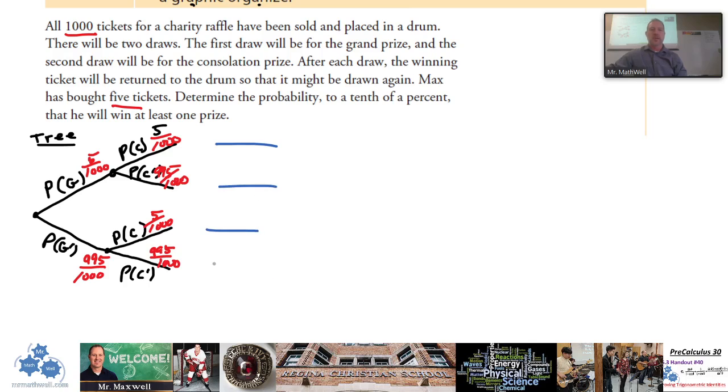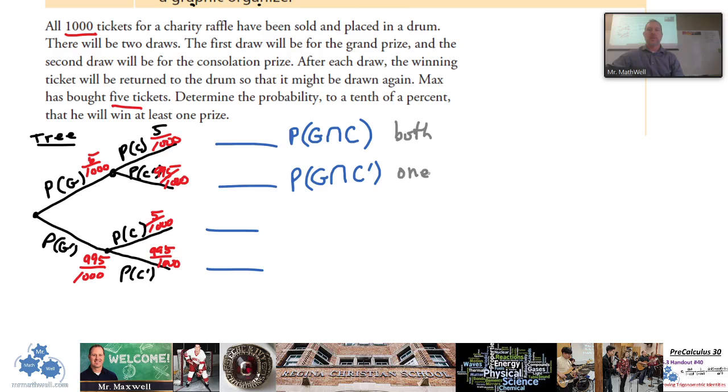This outcome right here is going to be the probability of him winning the grand prize and the probability of him winning the consolation prize. So that's winning both, right? This one's going to be the probability of him winning the grand prize and not winning the consolation. So this is both, and this is one of them.